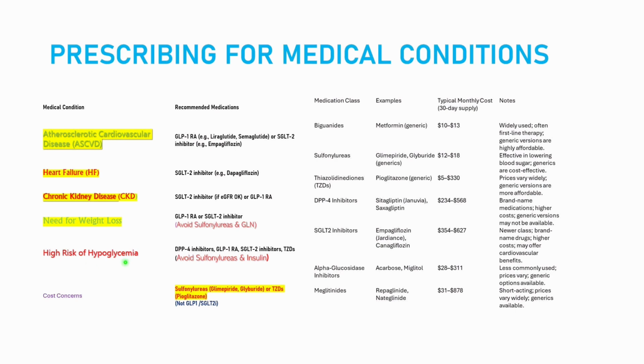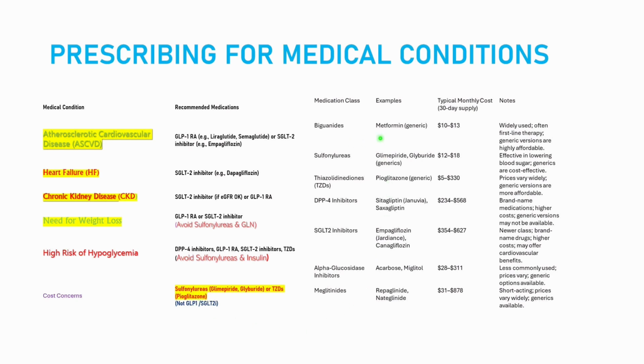Then high risk of hypoglycemia. Also, avoid the sulfonylureas and insulin. Why? They secrete the insulin. Then which are safer: DPP-4 inhibitor, GLP-1 RA and SGLT2 inhibitor, and thiazolidinediones. Cost is a concern, again, as GLP-1 and SGLT2 are expensive. Use sulfonylureas and TZDs, which are cheaper.